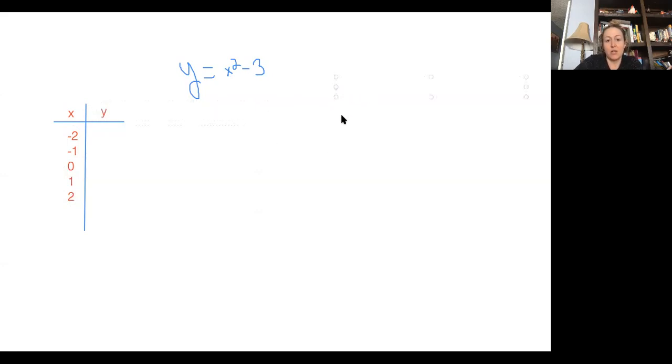Okay, so what I'm going to do is plug in -2 into the original equation. So that would be y equals (-2) squared minus 3. So -2 squared is a 4. 4 minus 3, that gives me 1. When I plug in -2, I get a 1.